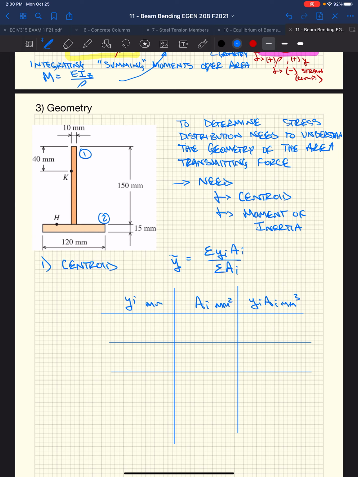If we look at our cross section, we need to start with a reference axis. I'm going to call that Z, with vertical axis Y. I placed the Z axis right here. You could have placed it anywhere in this cross section. It would just change some of the values, but you're going to get the same location for the centroid.